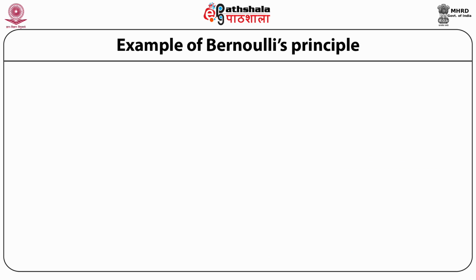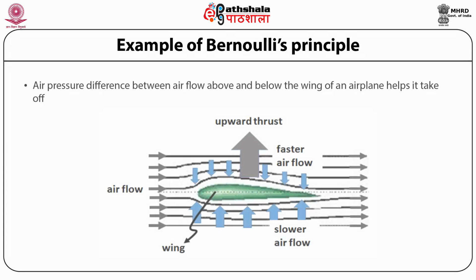As an example of Bernoulli's principle, the air pressure difference between airflow above and below the wings of an aeroplane helps it take off. This is explained through this cartoon here. You have airflow from the forward direction, and because of the curvature or the shape, the way the wings of an aeroplane are designed, they create a pressure difference between the air flowing above and below the wings, and that pressure difference is such that you get an upward thrust. That upward thrust helps the plane to take off.